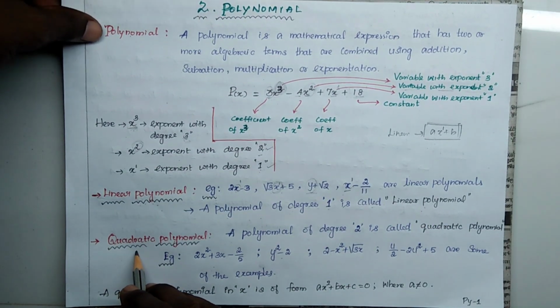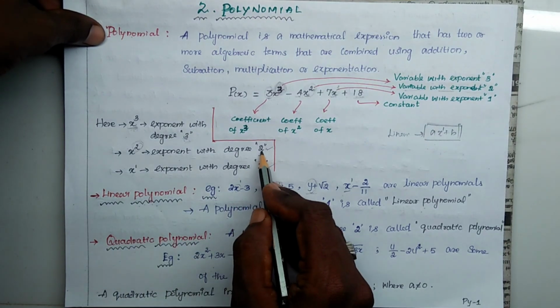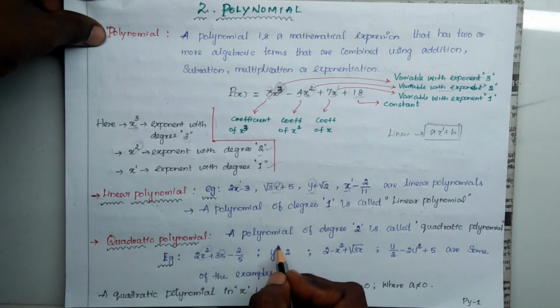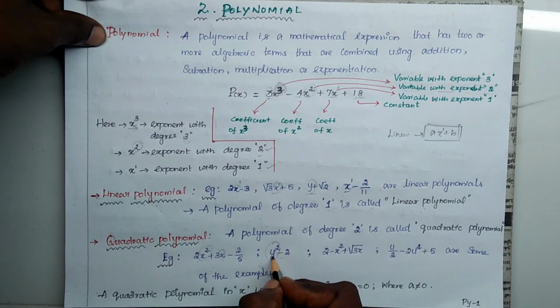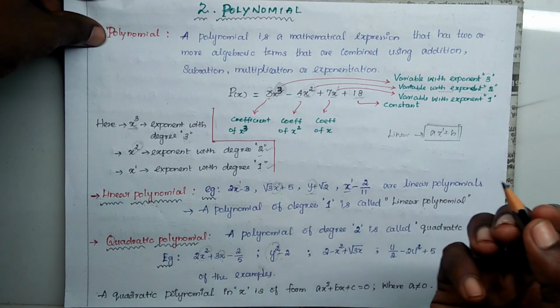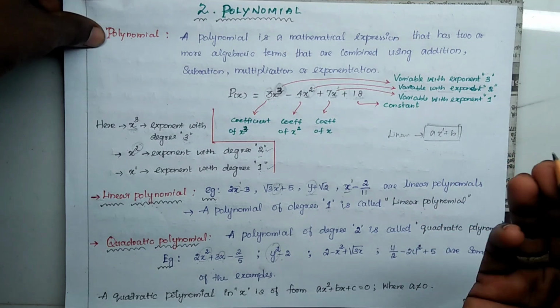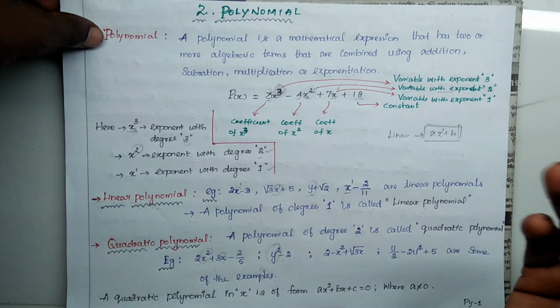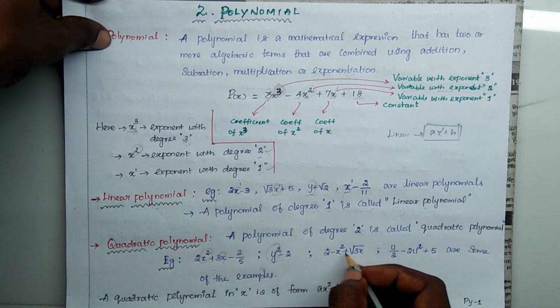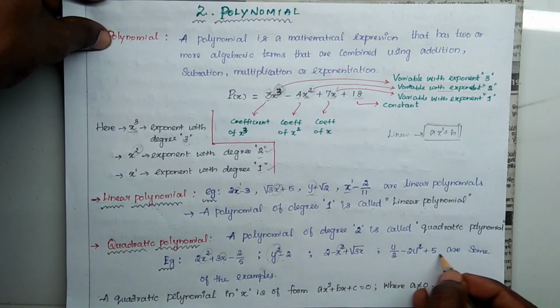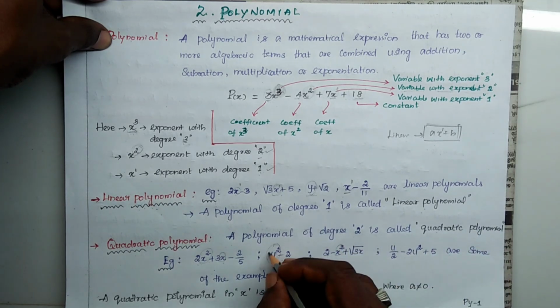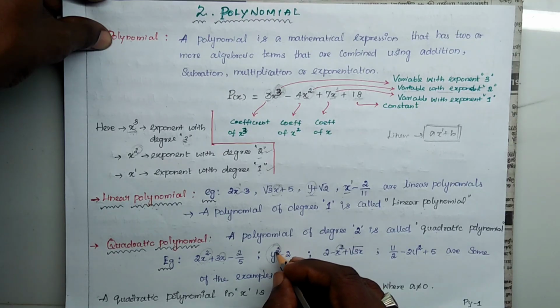Now coming to the quadratic polynomial, which has degree 2. For example, here they have given 2x square plus 3x. Here we have degree 2 and also degree 1. And here we have degree 2 but the variable is y. So the expression can be in the form of x, y or z; the variables may change as per the requirement. Here the degree of x is 2, so these equations are called quadratic polynomials, because the degree of the variable is 2.